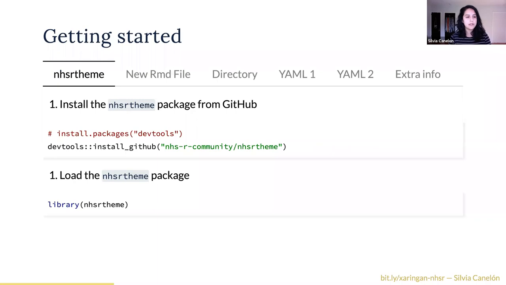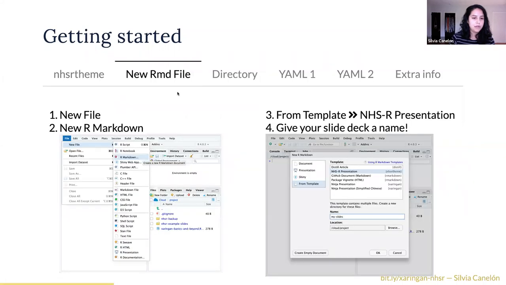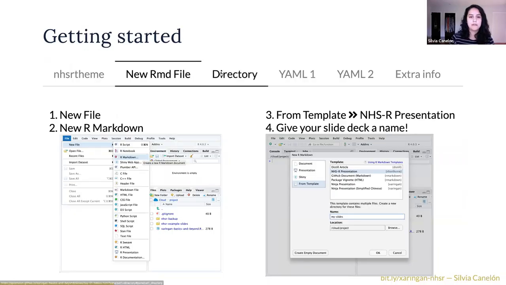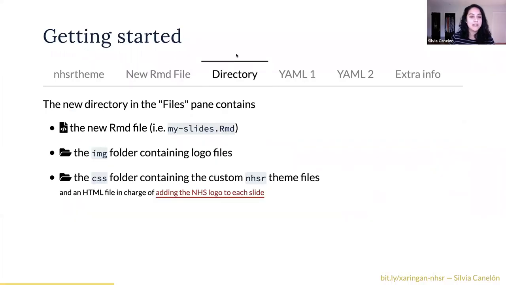Okay, so getting started, the first step is to install the NHS-R theme from GitHub. So there's a step there, and then that should be step number two. Step number two should be to load the package. And then after that, we would create a new R Markdown file, and then use the template that's installed by the NHS-R theme package. And then you'd give your slide deck a name, and we'll go through these steps shortly. Not that shortly, okay.